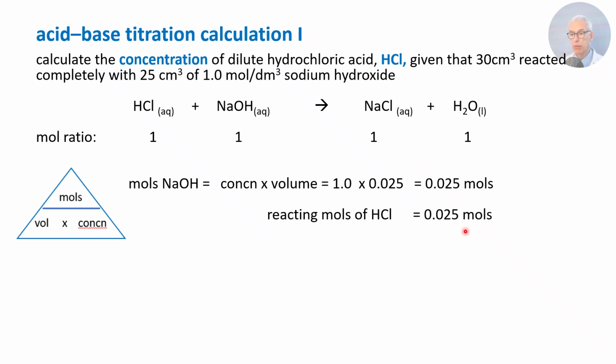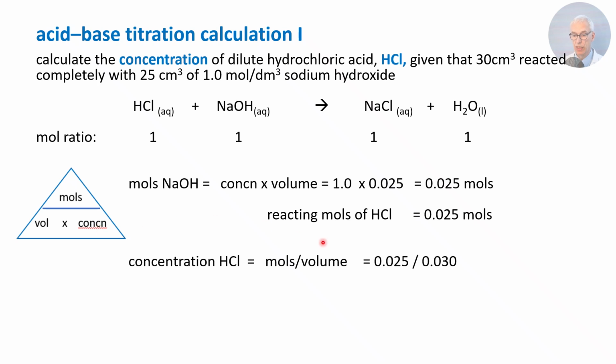But I also now have a volume of hydrochloric acid. So I know that concentration is moles divided by volume. Moles divided by volume gives you concentration. So moles, 0.025, volume, 0.030 in decimeters cubed, gives us a concentration of acid as 0.83 moles per decimeter cubed.